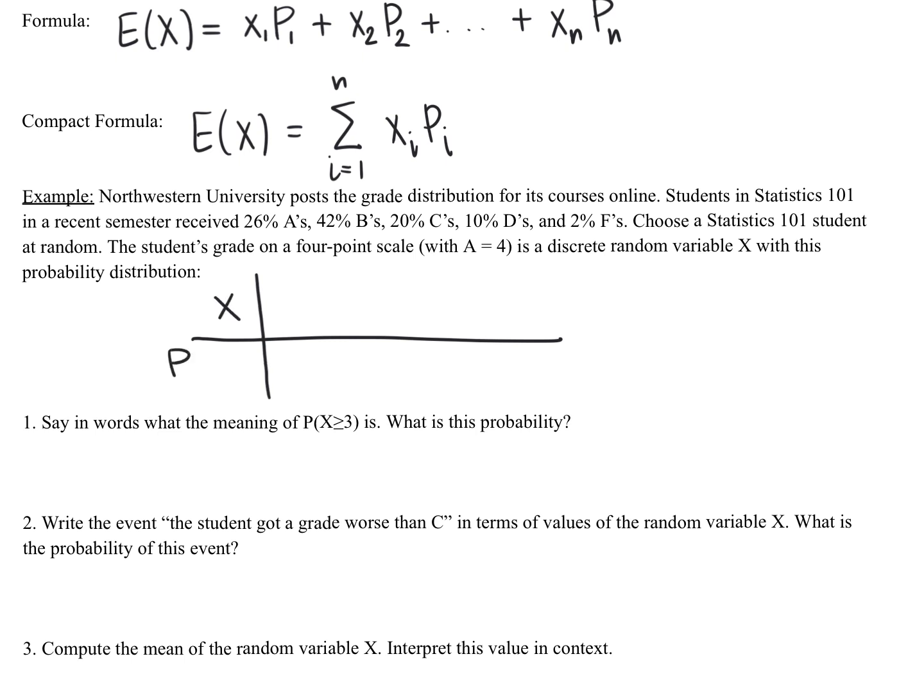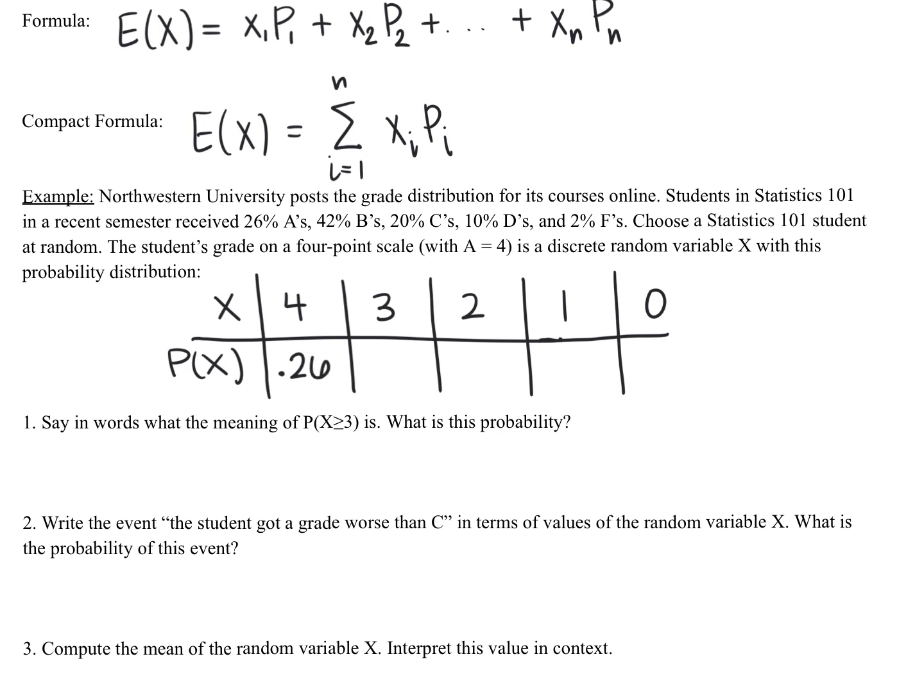So X and P of X. We have A, B, C, D, and F, which is on a 4-point scale. So an A corresponds to a 4, a B a 3, a C a 2, a D a 1, and an F would be a 0. So for the percent of A's, my probability is going to be 0.26, a B is 0.42, a 2 is 0.20, a 1 is 0.10, and a 0 is 0.02.